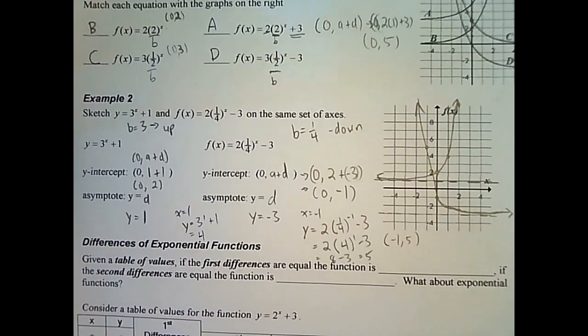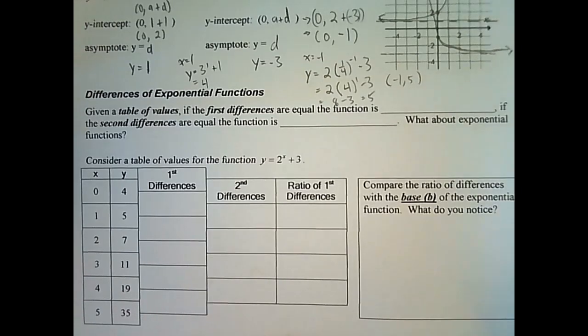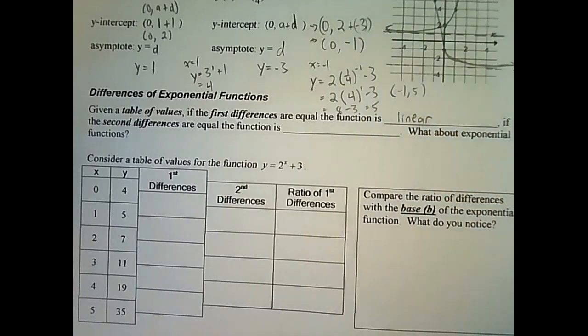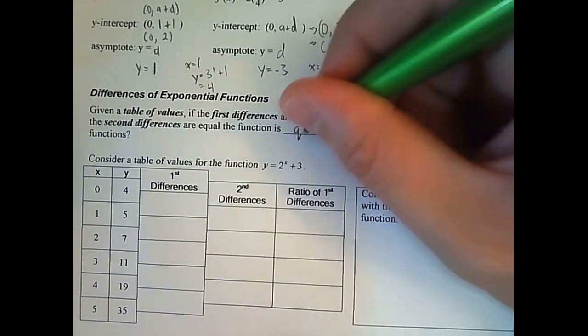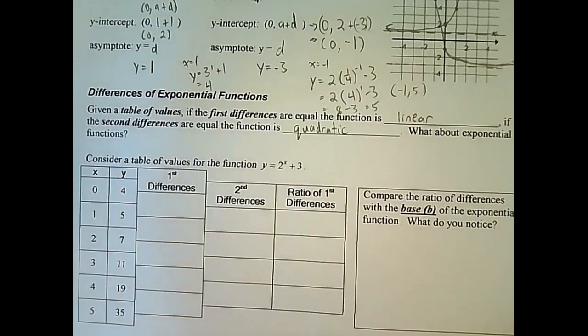Okay, looking at differences in exponential functions, meaning if we have a table of values, if the first differences are equal, we learned the function is linear. That's way back in grade 9. If the second differences are equal, then the function is quadratic, which we learned in grade 10. Well, what about exponential functions? Well, let's look at this table of values here.